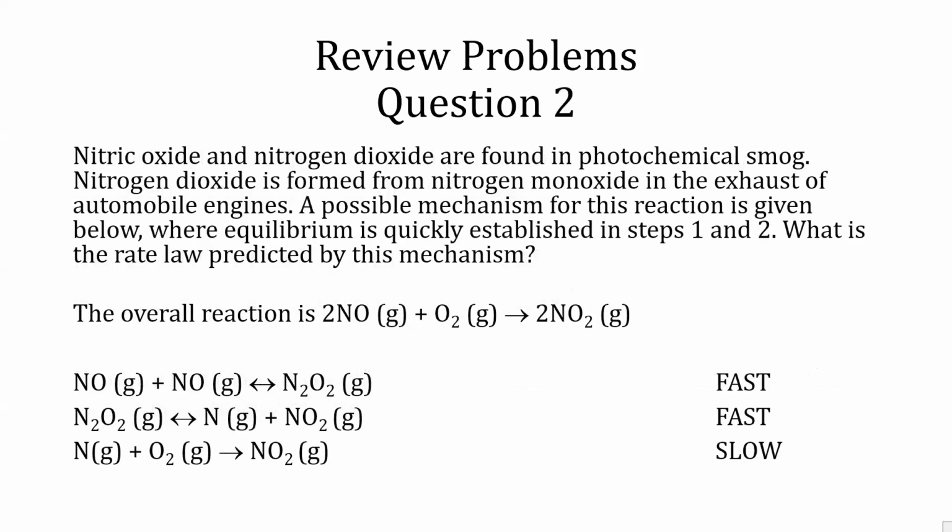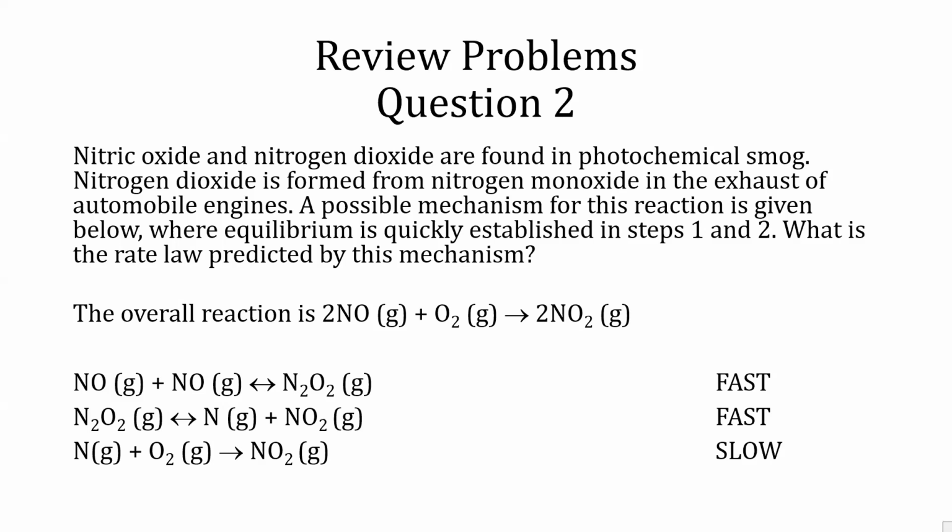Question 2. Nitric oxide and nitrogen dioxide are found in photochemical smoke. Nitrogen dioxide is formed from nitrogen monoxide in the exhaust of automobile engines. A possible mechanism for this reaction is given below, where equilibrium is quickly established in steps 1 and 2. What is the rate law predicted by this mechanism? The overall reaction is two gaseous NO molecules plus gaseous molecular O2 forms two gaseous NO2 molecules.